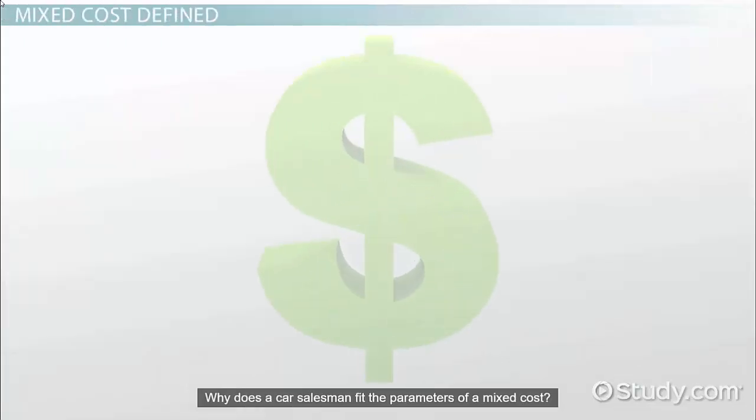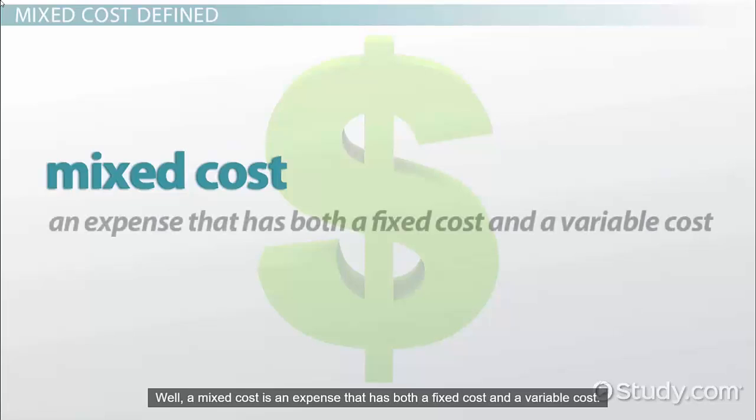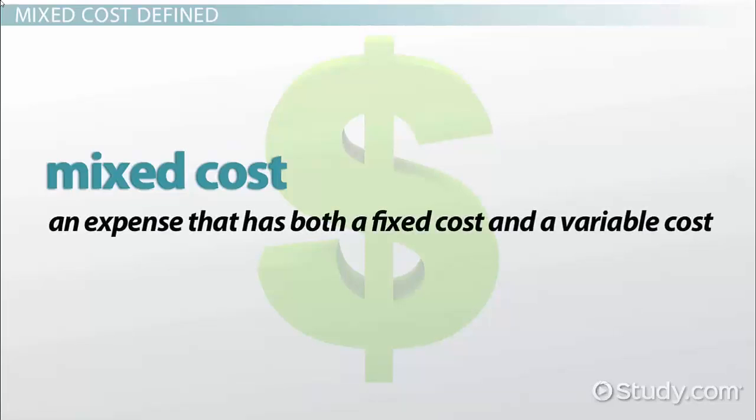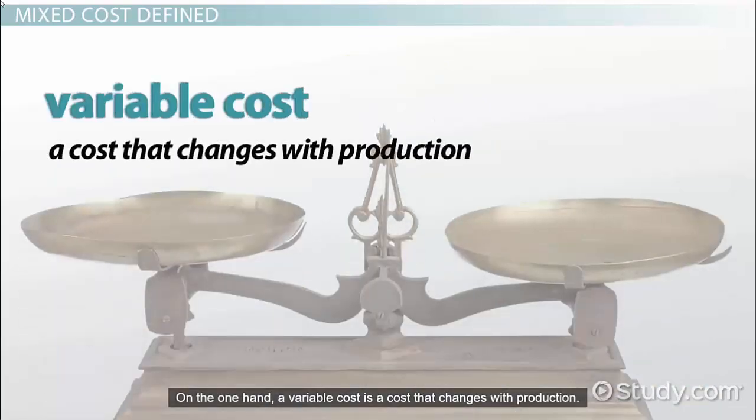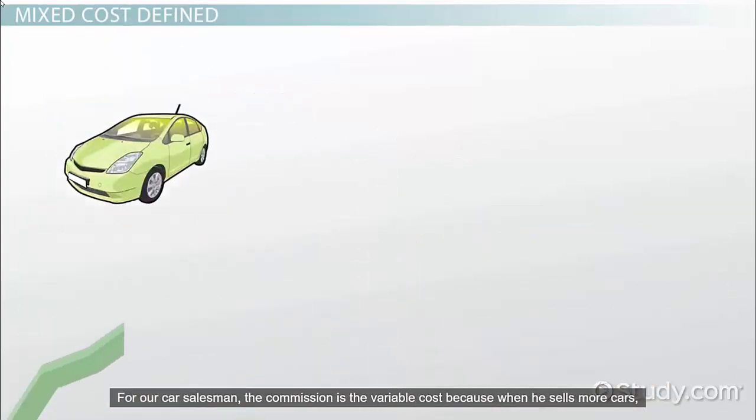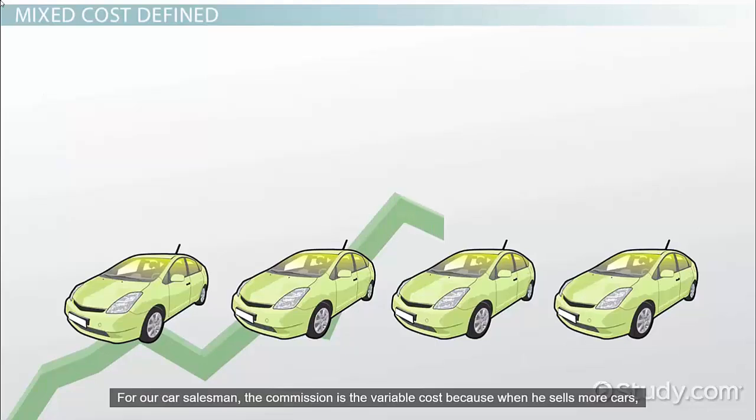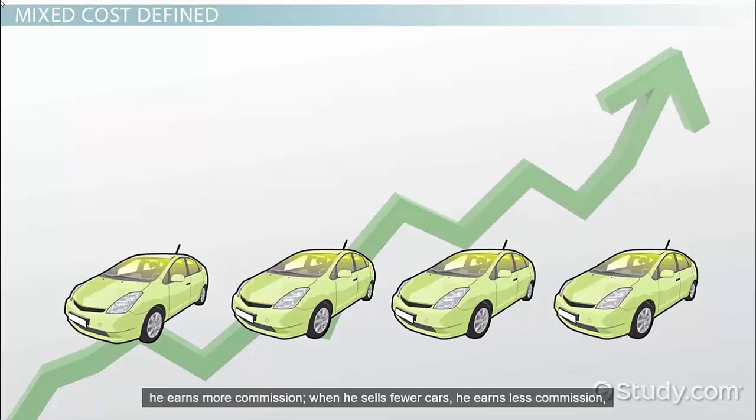Why does a car salesman fit the parameters of a mixed cost? Well, a mixed cost is an expense that has both a fixed cost and a variable cost. On the one hand, a variable cost is a cost that changes with production. For our car salesman, the commission is the variable cost because when he sells more cars, he earns more commission. When he sells fewer cars, he earns less commission, and no commission may be paid at all if the salesman sells no cars.